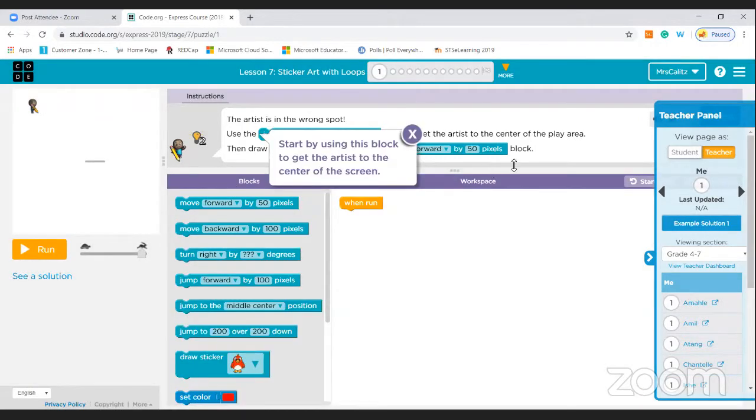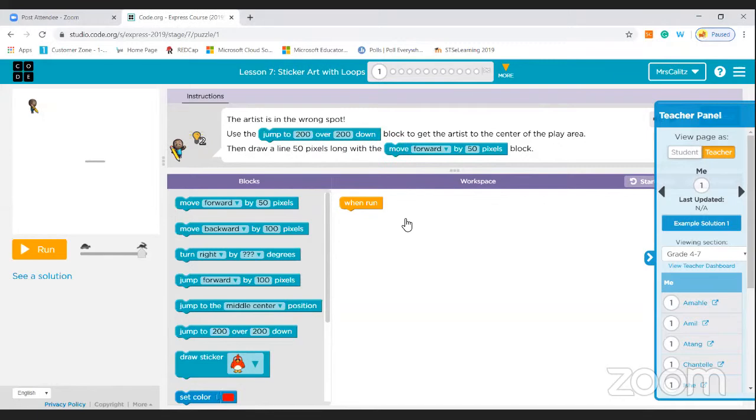I see Jonah's hand is up. Are you going to help me, Jonah? Yes, ma'am. Okay, what am I supposed to do? You're supposed to add the one that says move. Ma'am, can you please move the thing on the instructions? Thank you. We should put the one that says jump forward by 100 pixels. Okay, jump forward by 100 pixels, yes.